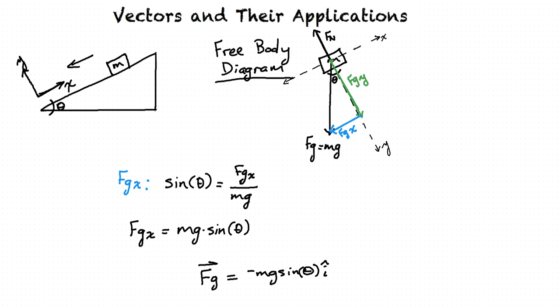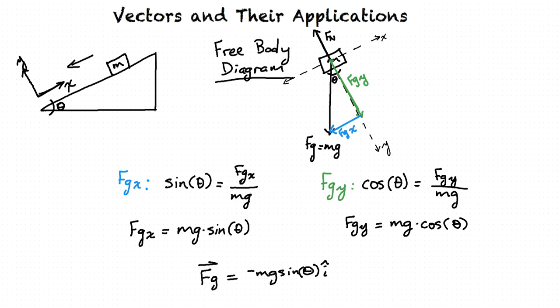Now let's find the y component. We can use cosine this time. Cos theta equals Fgy over mg. We multiply both sides by mg to find that Fgy equals mg cos theta. Right again, and this is in the negative y direction. So we write the component as negative mg cosine theta j hat.